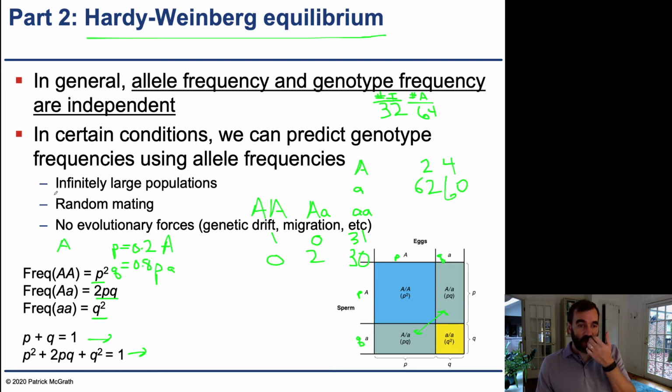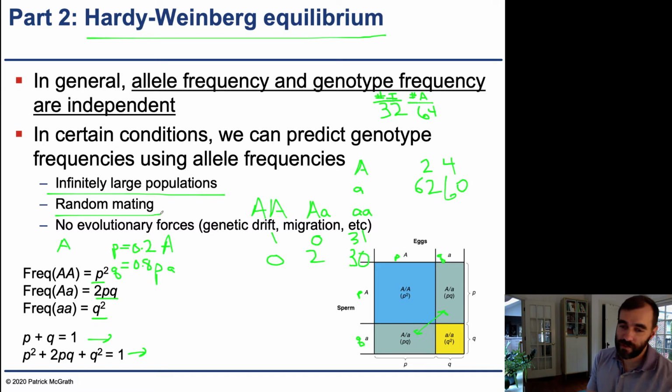And so for a population to be in Hardy-Weinberg equilibrium, it has to be infinitely large. These are not real populations, obviously. There are no infinitely large populations. But what we're trying to do is ignore the effects of stochasticity. If we have a finite number of individuals and we randomly sample, there's going to be some sort of noise. But if we have an infinitely large population, then we don't have to worry about that. The other thing that we have to worry about is random mating.